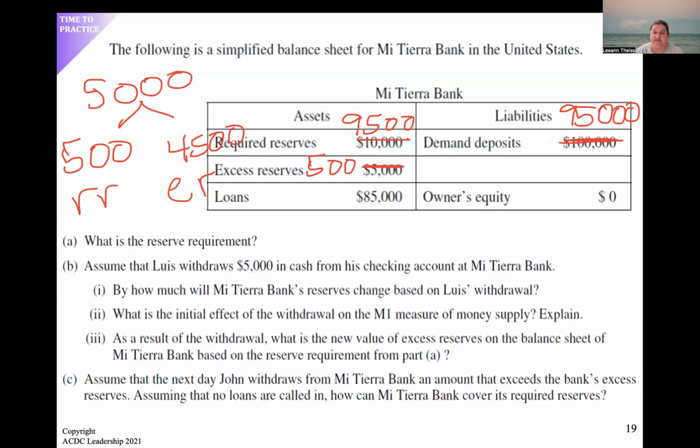Okay. What is the initial effect of the withdrawal of the M1 measure of the money supply? There's no effect on the money supply. You take it out of your bank account and you put it in your wallet. We haven't done anything to change the money supply. We're just moving where that money was stored. So we only generate money in the money supply if we make a loan. Next week's problem for you, if the bank puts some money into treasury bonds, that takes money out of the money supply.